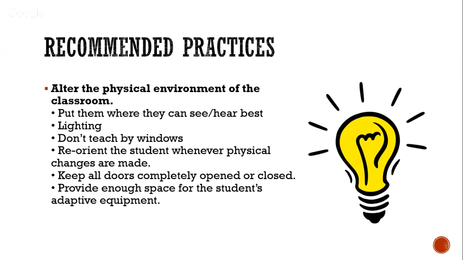So to alter the physical environment of the classroom, it's important to have them seated or situated where they can see you the best and also hear you the best. So you probably don't want them at the back of the classroom if you're lecturing, or if you're trying to watch a video which they can see, you probably don't want them in the back of the classroom either. Lighting is also very important. Make sure the lighting is adequate for them to see what they can. Don't teach by windows because there can be a glare.